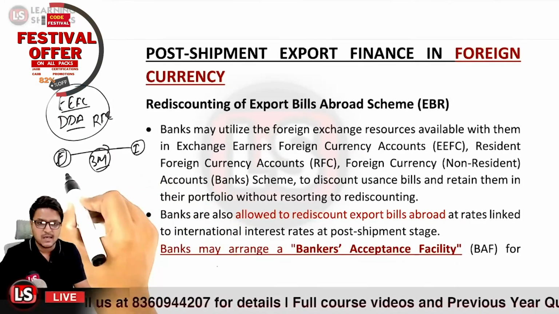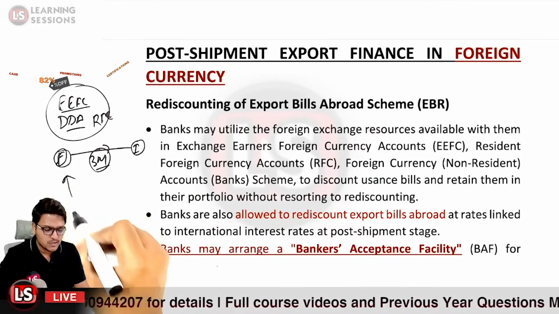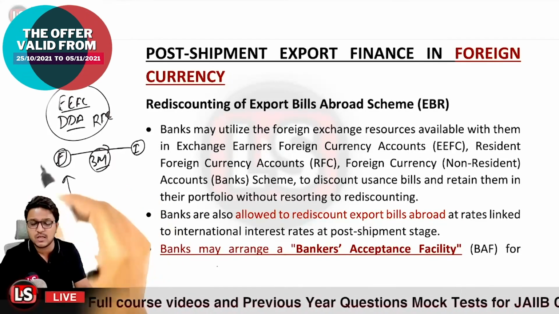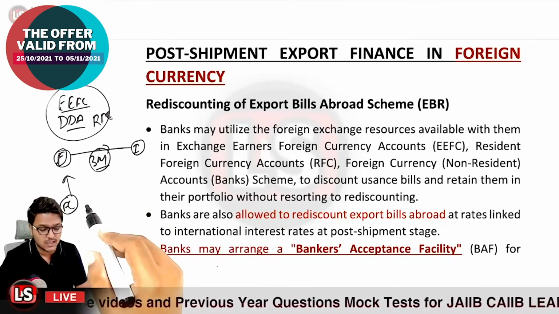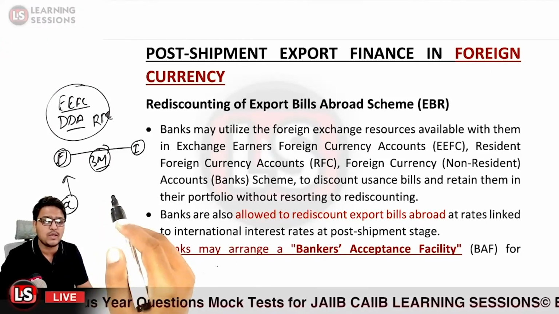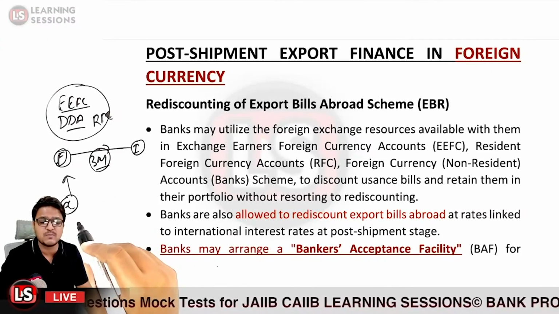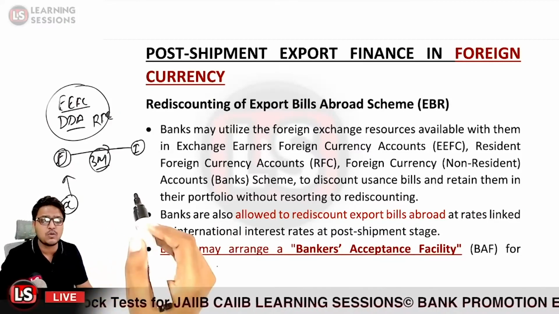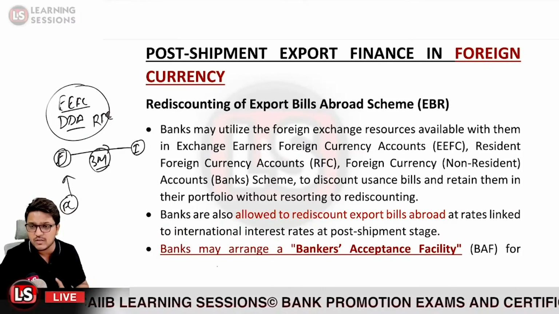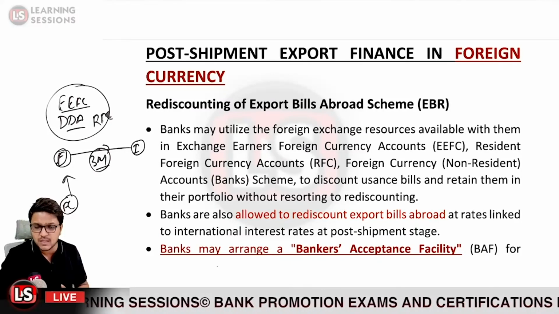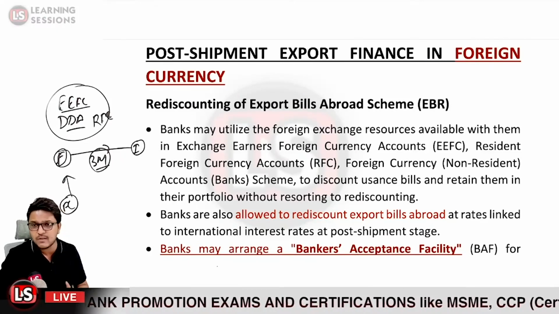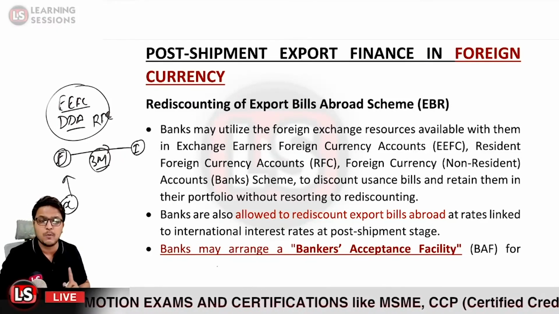In that particular case, the finance can be extended to the exporters in foreign currency also, and the foreign currency reserves with the bank can be utilized for the payment of such advance facilities to the exporter. They can also retain the usance bill in their portfolio without resorting to rediscounting. In the first case, the bank will not resort to rediscounting, and will pay the balances out of their foreign currency reserves and retain the usance bills in their portfolio.